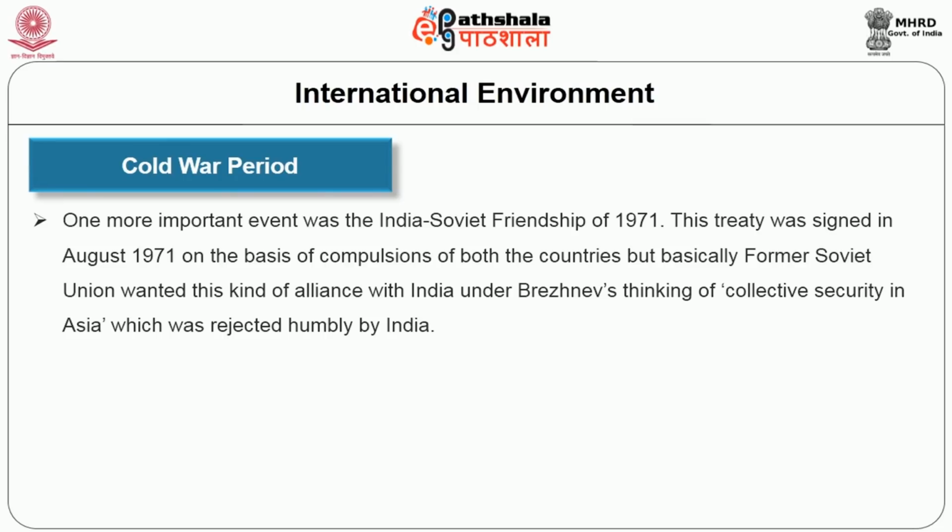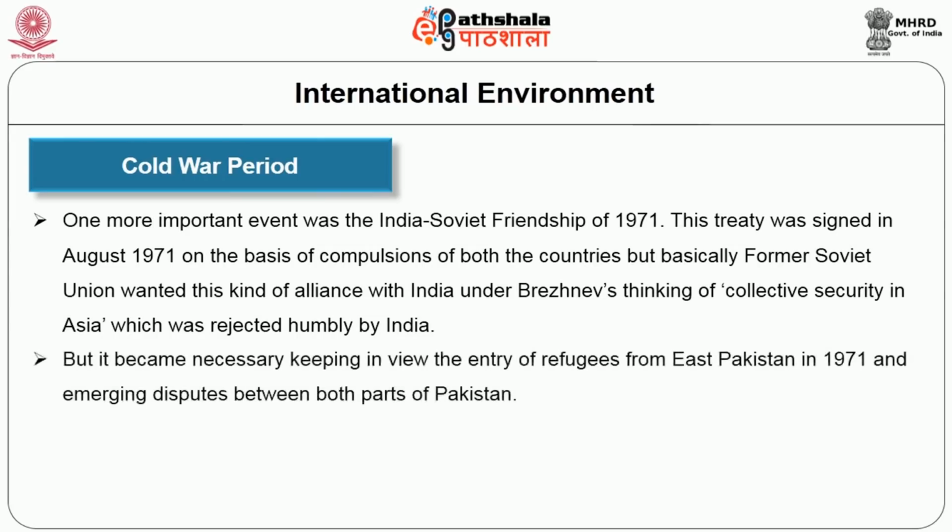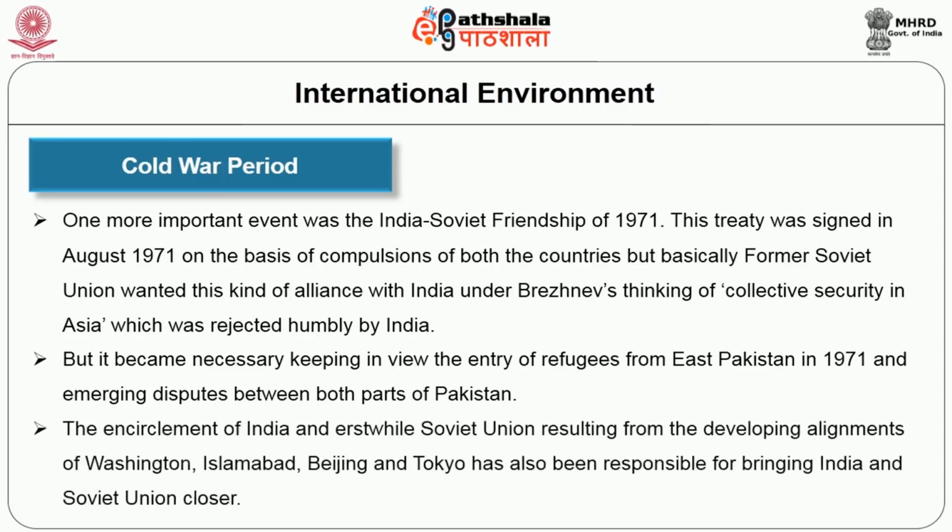But basically, the former Soviet Union wanted this kind of alliance with India under Brezhnev's thinking of collective security in Asia, which was rejected humbly by India. But it became necessary keeping in view the entry of refugees from East Pakistan in 1971 and emerging disputes between both parts of Pakistan. Besides this, the encirclement of India and the erstwhile Soviet Union resulting from the developing alignments of Washington, Islamabad, Beijing and Tokyo has also been responsible for bringing India and the Soviet Union closer.